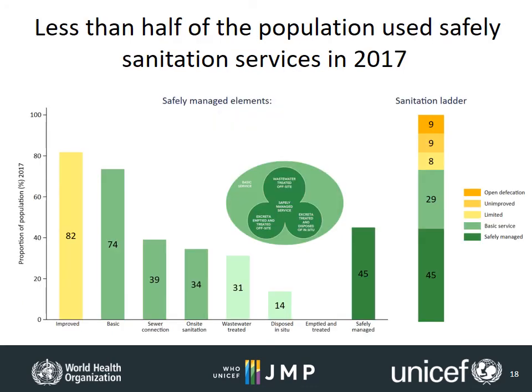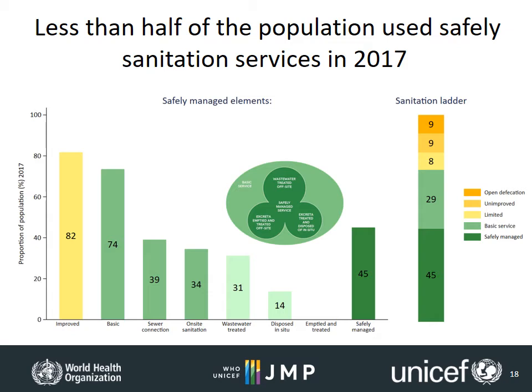In the last JMP report, we estimated that just 45% of the global population used safely managed sanitation in 2017. This chart shows that while 82% used improved facilities, that's the old MDG indicator, 8% were shared with other households, which means that 74% used at least a basic sanitation service. Among these, 39% used sewer connections and 34% used on-site facilities.